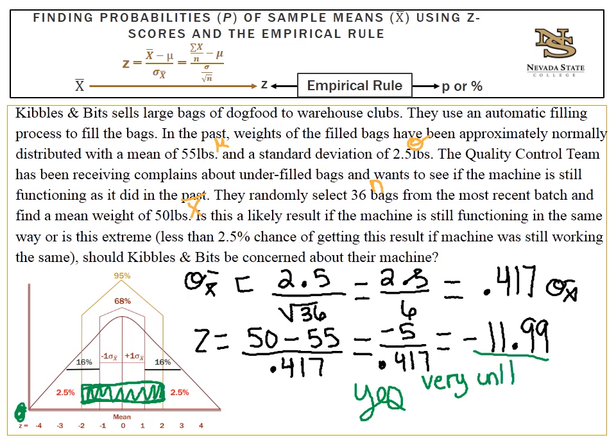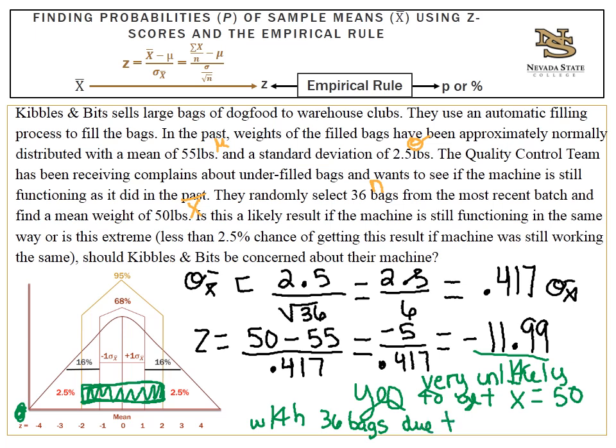Very unlikely, almost impossible, really. If we did this in Excel, it'd be like a probability like 0.00000003 or something. Very unlikely to get a mean of 50 with 36 bags due to chance. Or in other words, if the machine was still working properly and differences were just due to random flukes. Time to fix your machine.